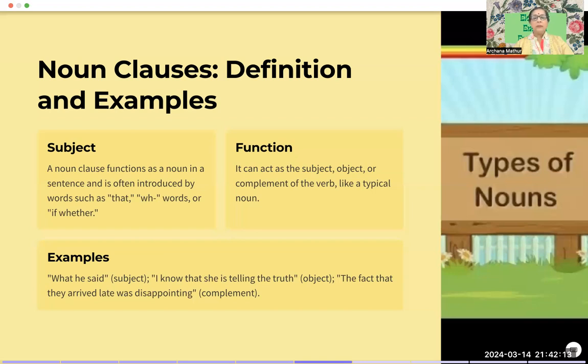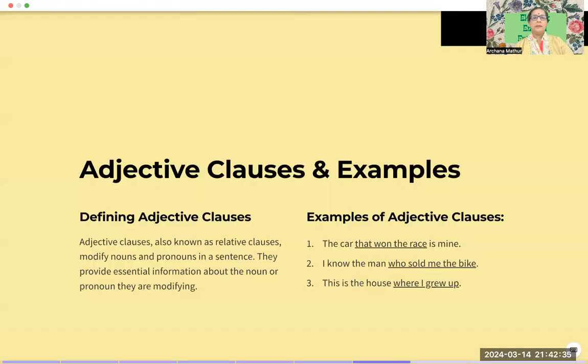A complement would be, the fact that they arrived late was disappointing. Why did they arrive late? So that becomes was disappointing. So the coming late was disappointing. So this particular aspect of coming late is completed by the complement. It was disappointing that they came late. So this is a complement.